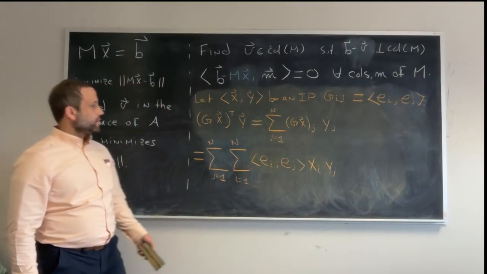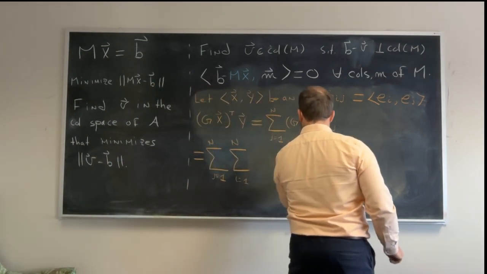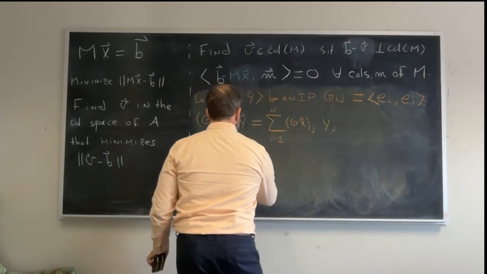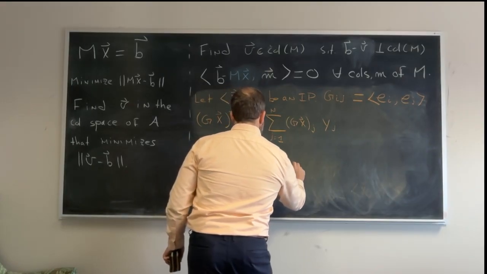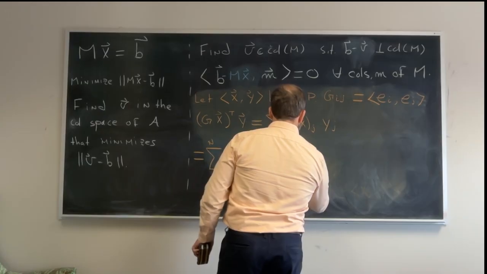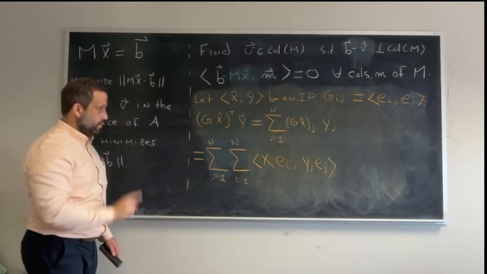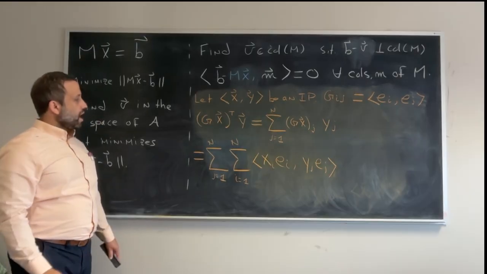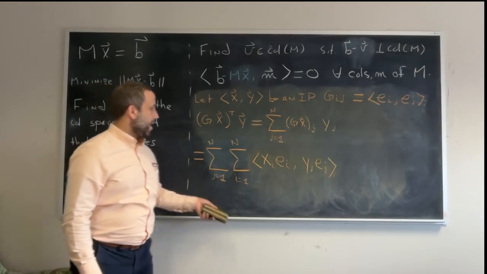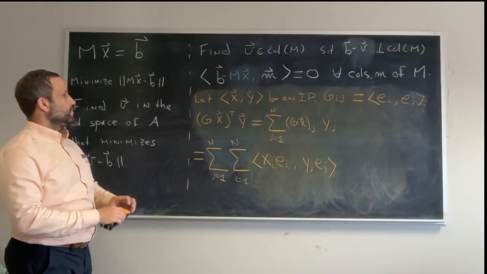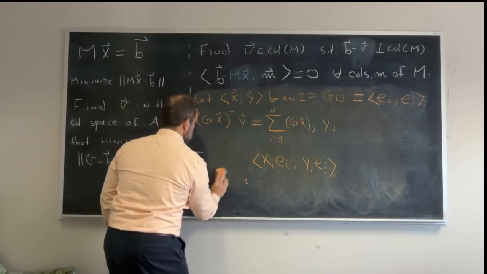Now what I can do is move this xi into there and the yj into there. But now I can use the linearity of the inner product and move this sum into there and that sum into there. Okay, what I'm going to get is the following when I do that.